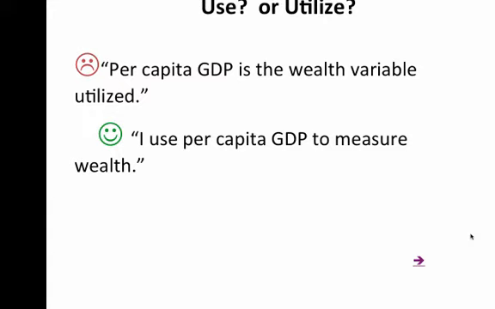Another example is that use is usually better than utilize. So, per capita GDP is the wealth variable utilized. Better to say, I use per capita GDP to measure wealth. I use is a shorter word, right to the point.